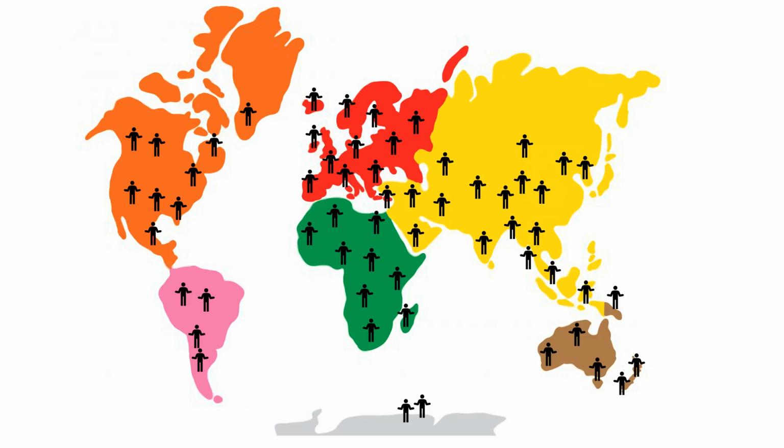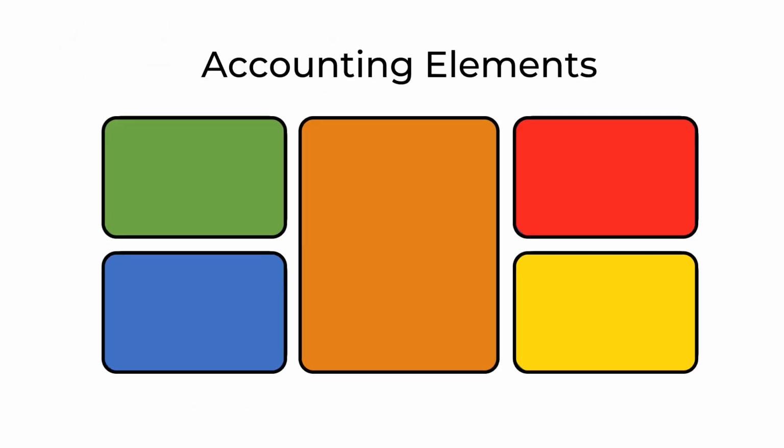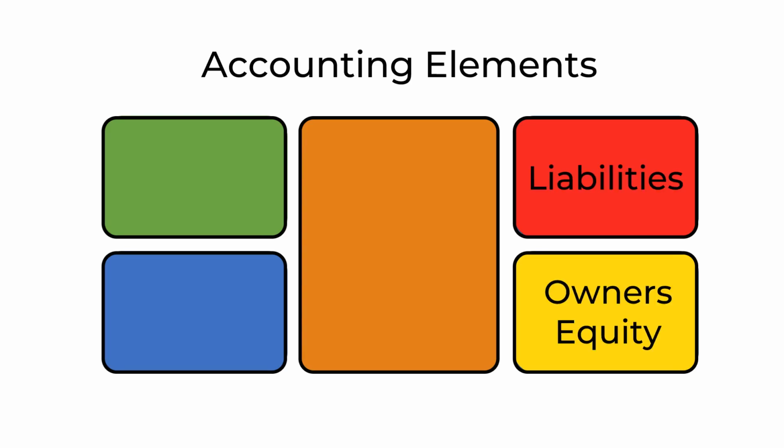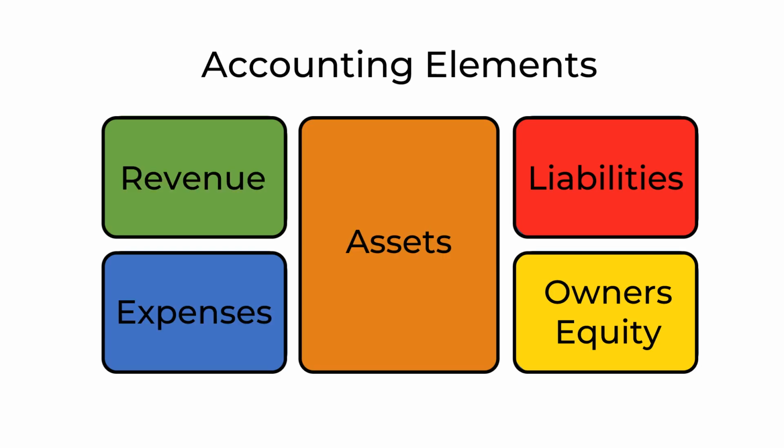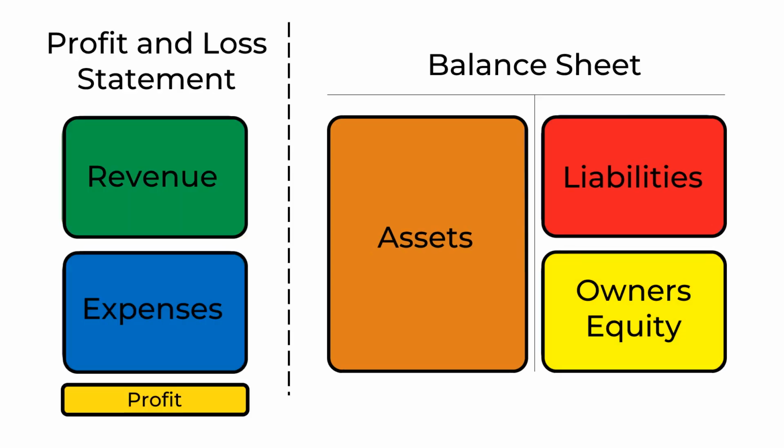In the world of accounting, we have 5 accounting elements. These 5 accounting elements contain every single transaction that a business makes, just like every continent on Earth contains every human being. There are 5 accounting elements. They are owner's equity, liabilities, assets, revenue, and expenses. And we can split these into 2 very important financial statements: the balance sheet and the profit and loss statement. I'll talk more about these statements in a minute.